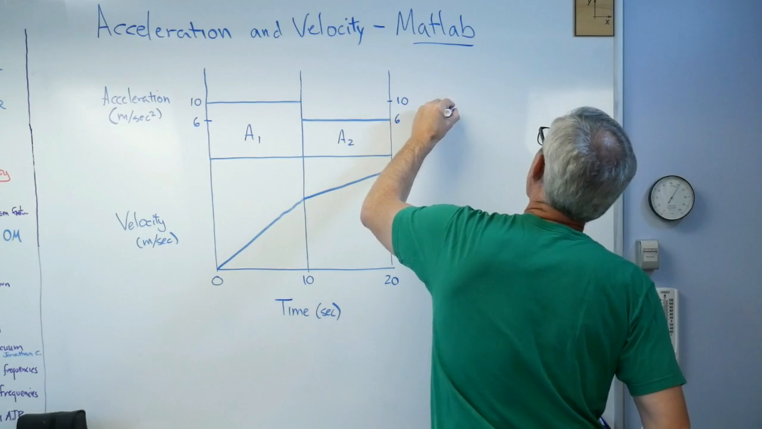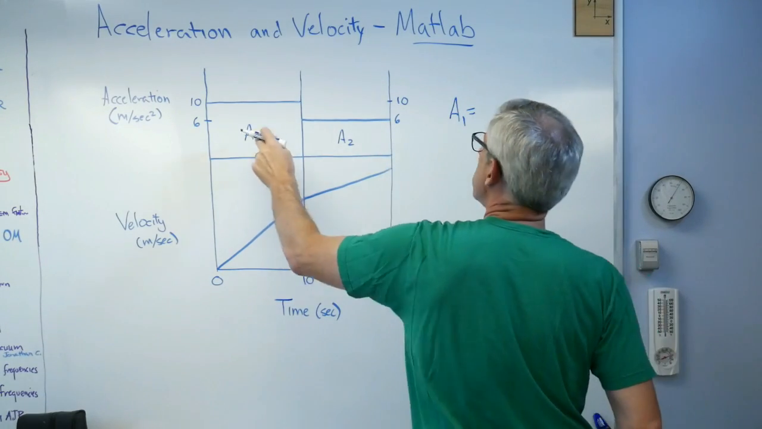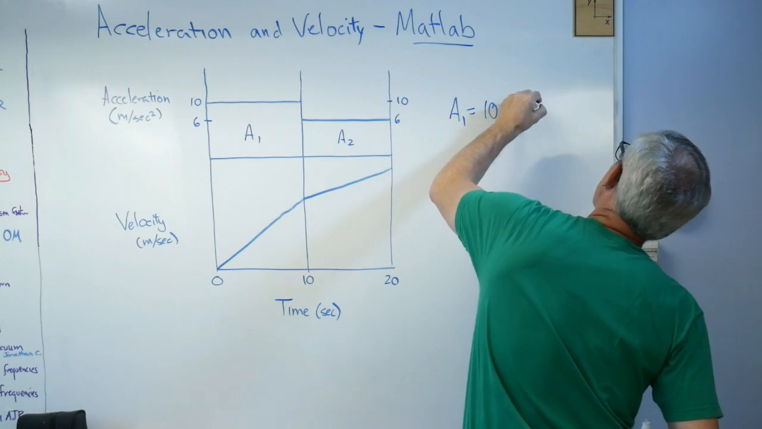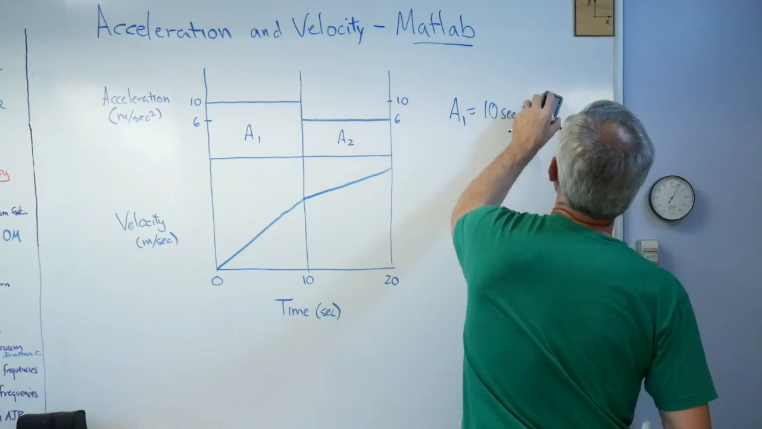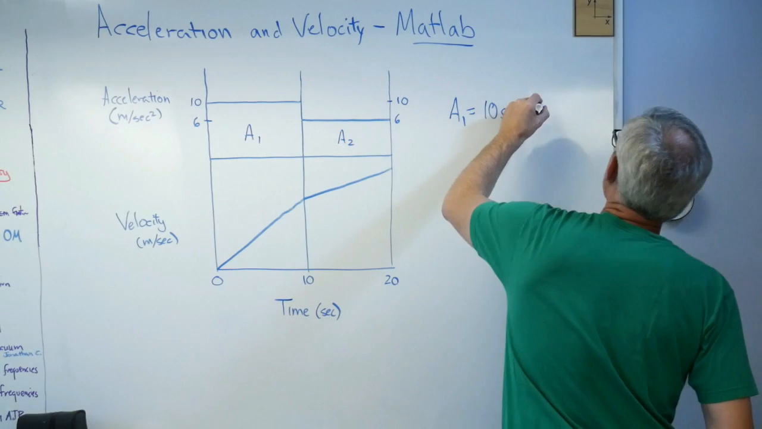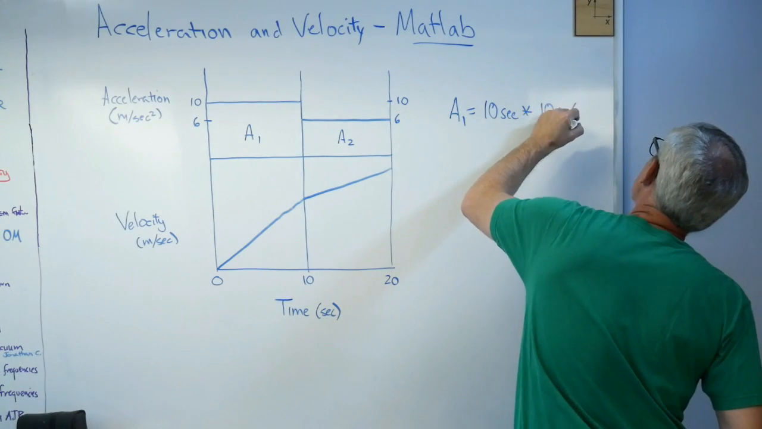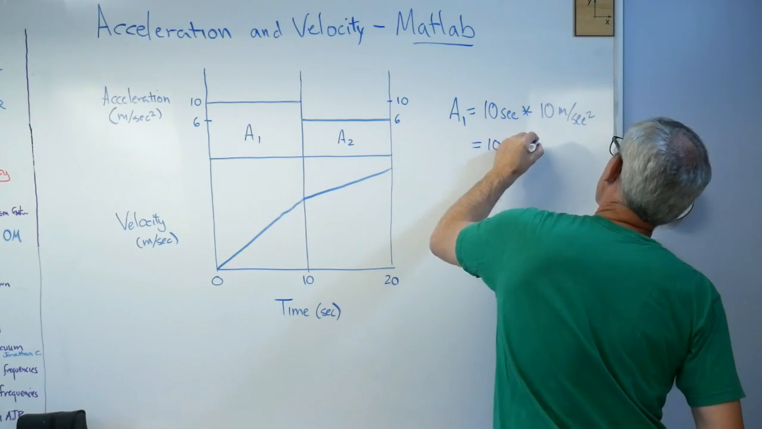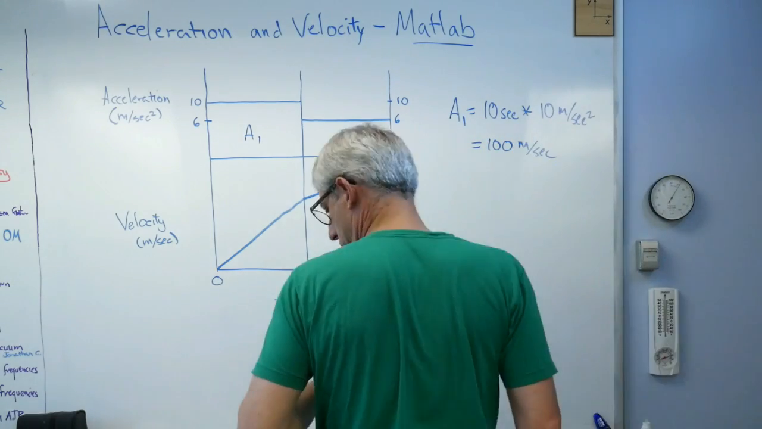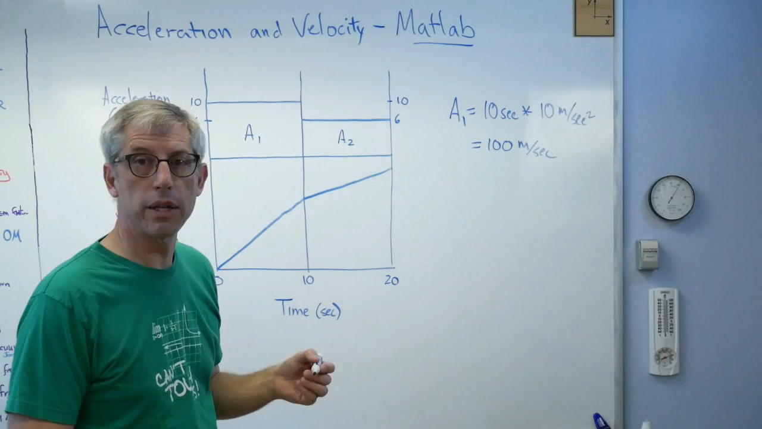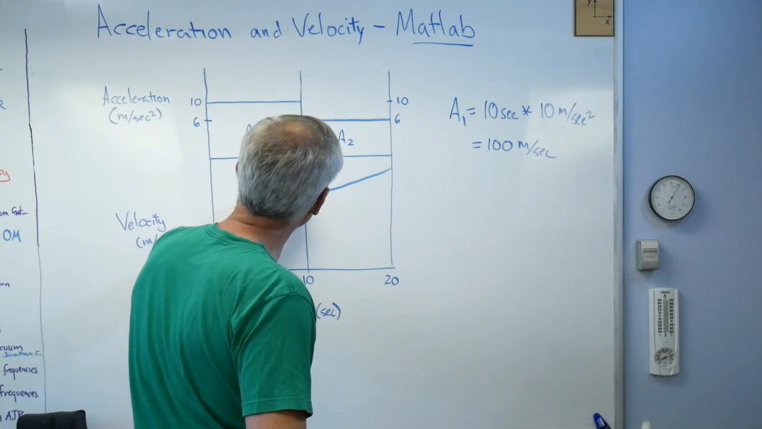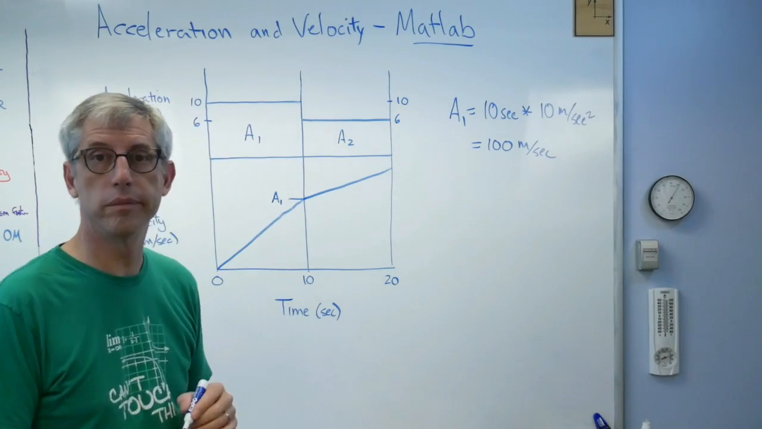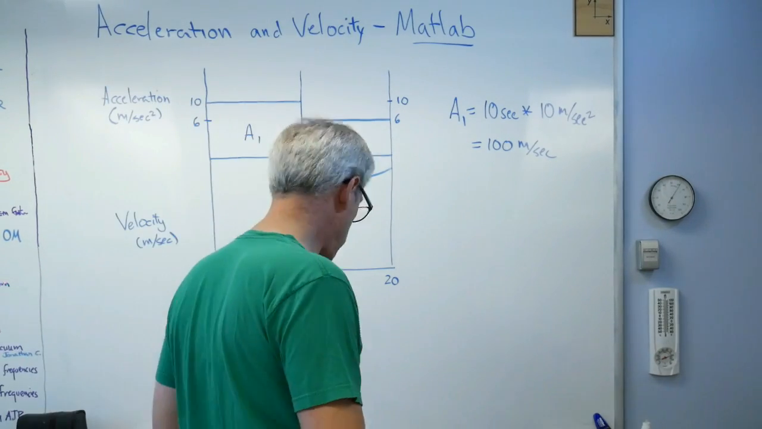So a1, that's base times height. So that's 10 seconds times, oops, not 9.81, 10 meters per second squared, and I'm going to get 100 meters per second. That's the area under that curve. So that means this height right here is a1, so that height is 100 meters per second.